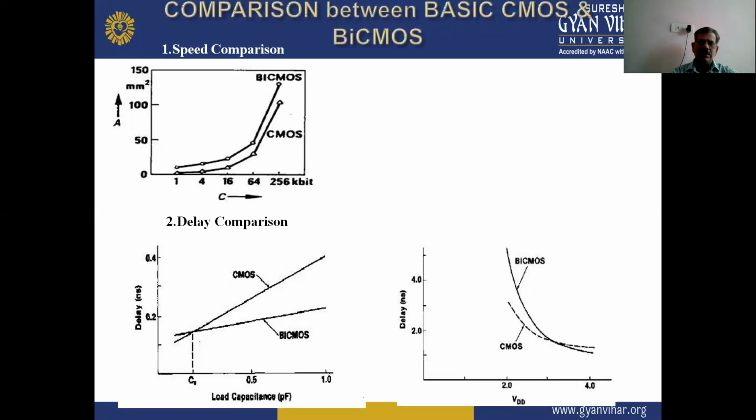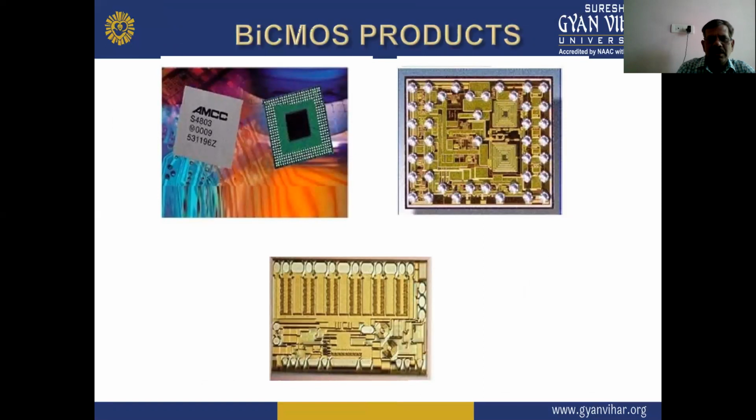In this figure, there is the comparison between basic CMOS and BiCMOS. So here are some graphs also given here. First is the delay comparison, second is the load capacitance, and third one is the delay versus DC voltage supply. So there is the speed comparison between basic CMOS and BiCMOS here. These are also BiCMOS products.